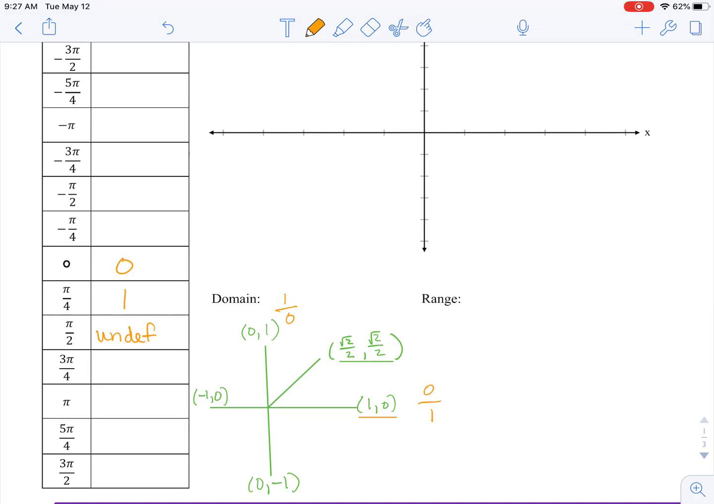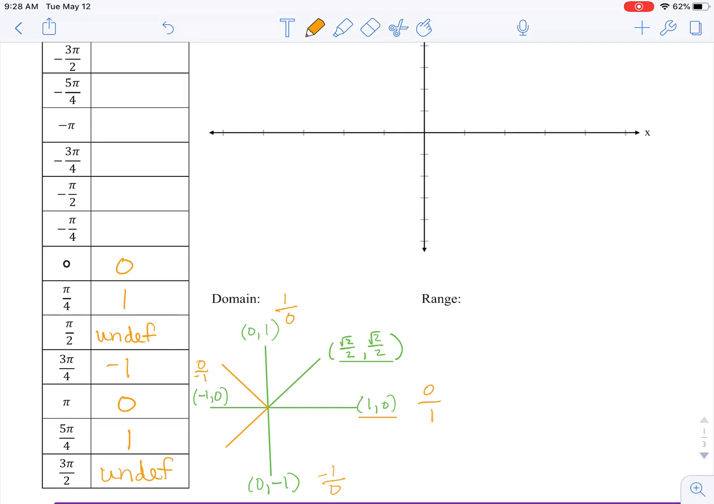3 pi over 4, that's just your 45-degree angle in quadrant 2, and it's going to give you the same value that you got for pi over 4, the 45 in quadrant 1, except for remembering tangent is negative in quadrant 2. Then as we move to pi, we do 0 over negative 1 and get 0. As we move to 5 pi over 4, we're at 45 degrees in the third quadrant. Tangent's positive in the third quadrant. We're going to have a positive 1. 3 pi over 2, negative 1 over 0. That is also undefined.